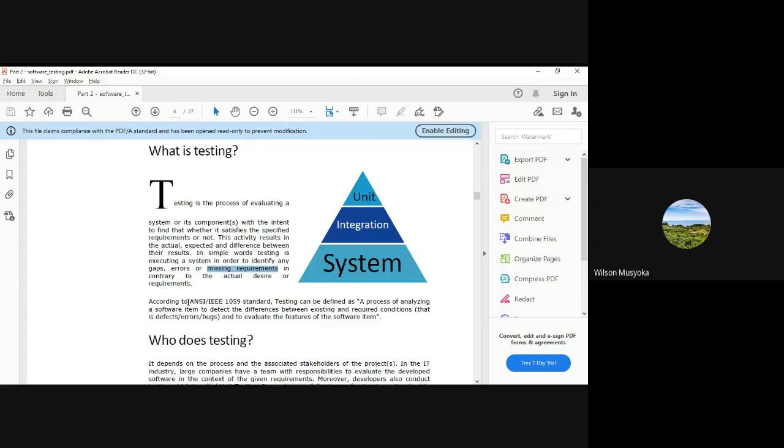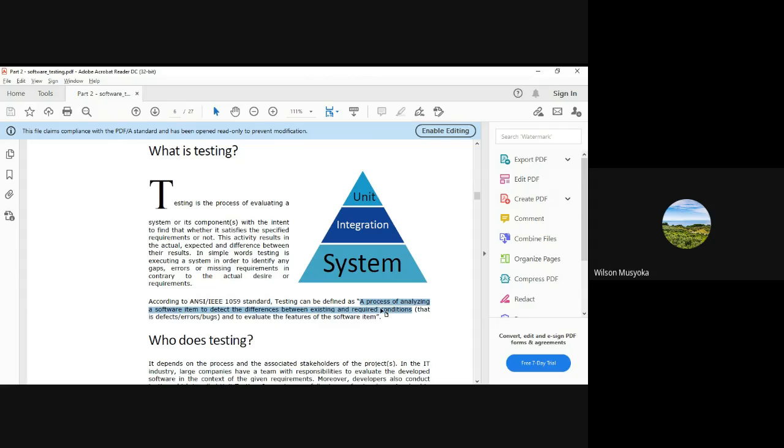So according to ANSI IEEE, so this ANSI stands for the American National Standards Institute, and IEEE stands for the Institute of Electrical and Electronic Engineers. And these are bodies which come up with standards that can be used to check for systems, or they can be used to test for systems. And according to this standard 1059, it defines testing as a process of analyzing a software item to detect the differences between existing and required conditions.